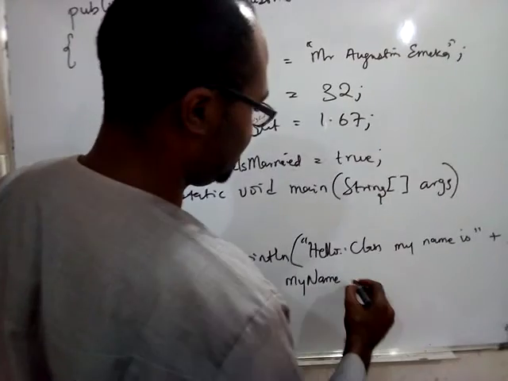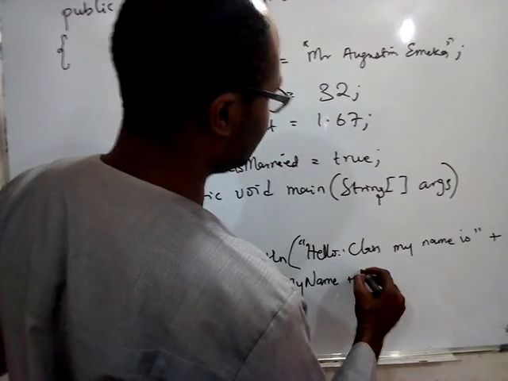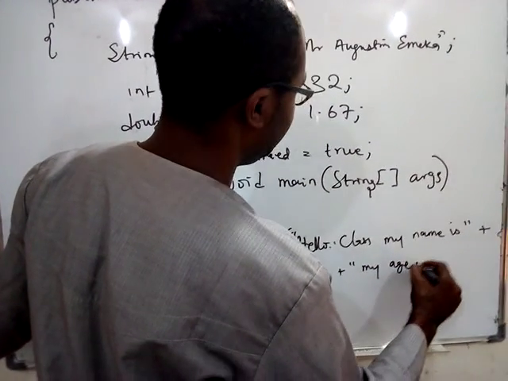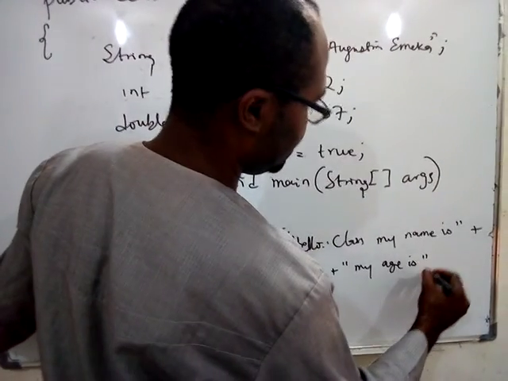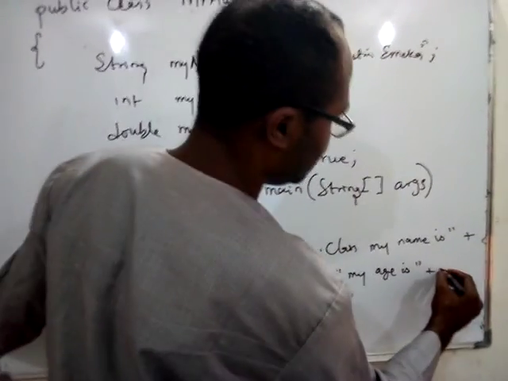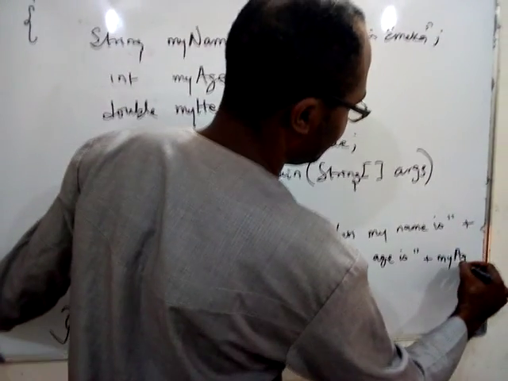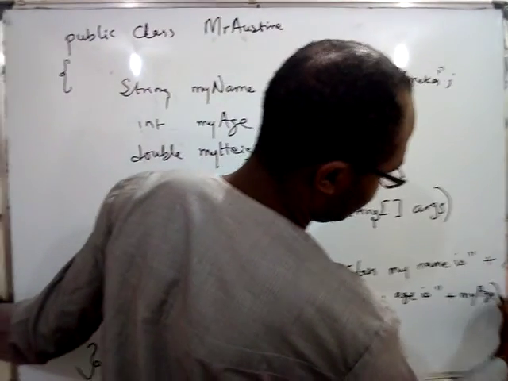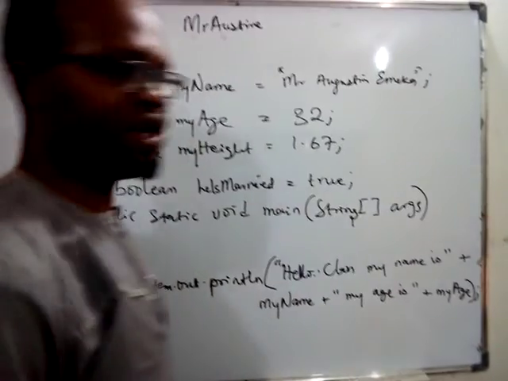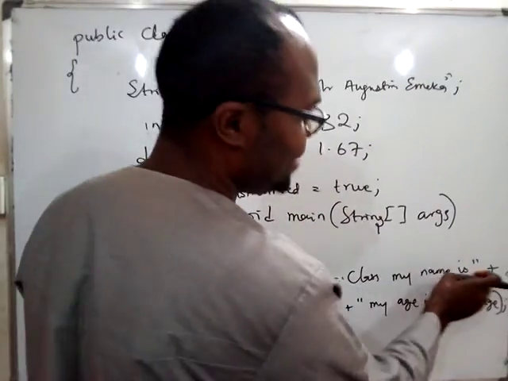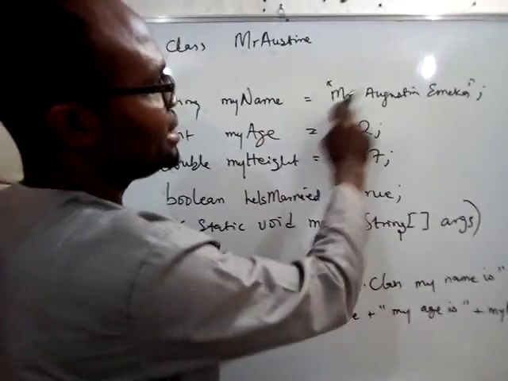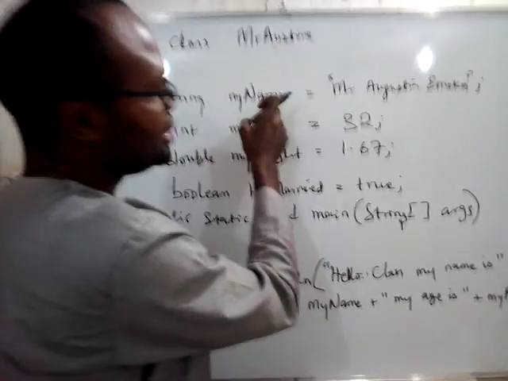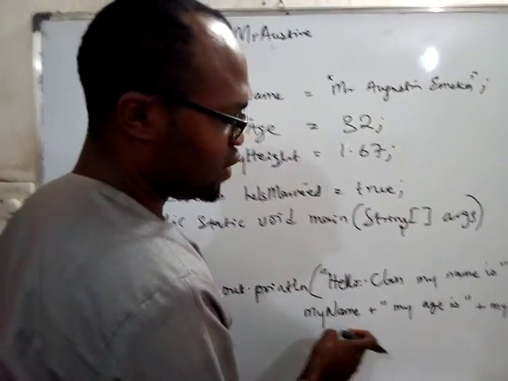You understand? Then put another plus, put another quote. You say my age is, put another plus and put what? My age. The same way you wrote it here. You understand? And close this and put a semicolon. When you run it, it will do hello class, my name is. Instead of writing my name, it will write Mr. Augustine Emeka, because you've already declared this variable, my name, here. So it will just take the value and call it out for you.